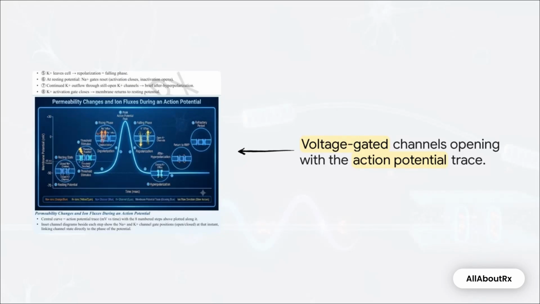That roughly 100 millivolt spike involves the sequential opening of voltage-gated ion channels. First, hitting the threshold triggers a massive influx of sodium ions through voltage-gated sodium channels during the rising phase. Then, right at the peak, those channels slam shut, and voltage-gated potassium channels immediately open up for a massive potassium efflux during the falling phase.